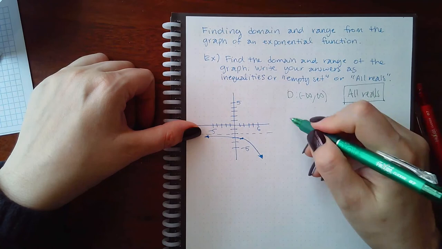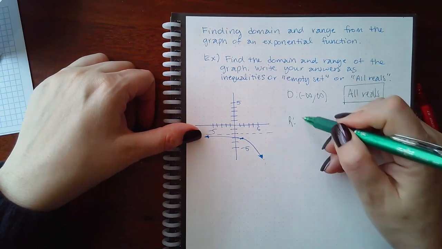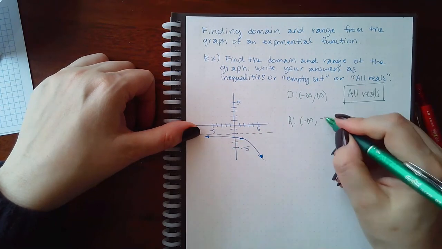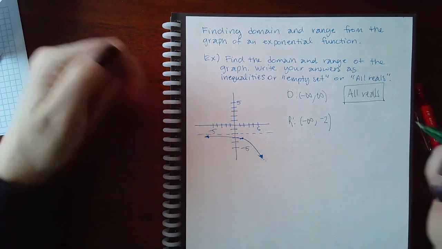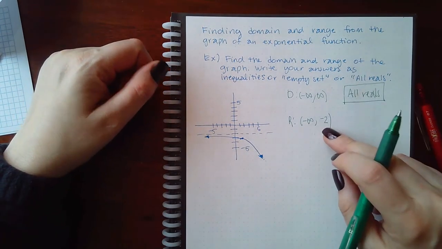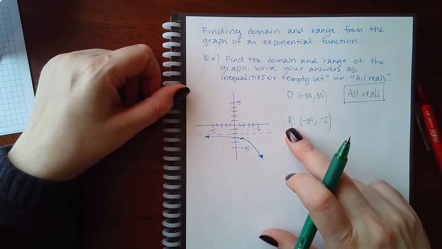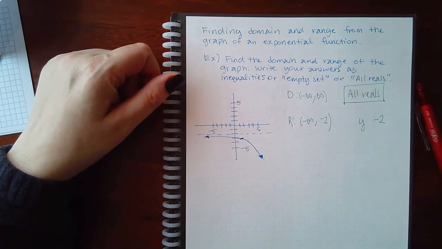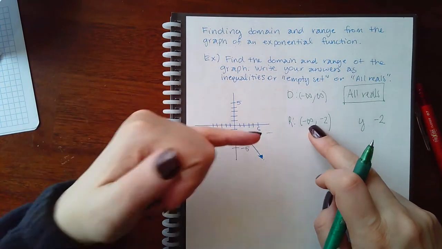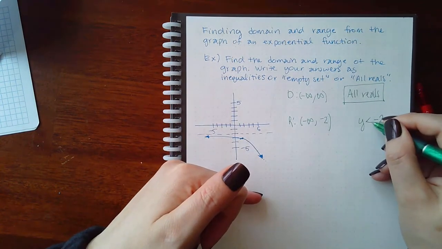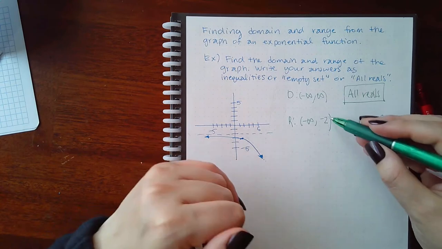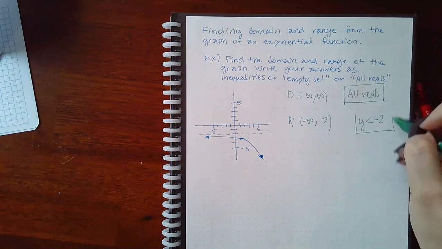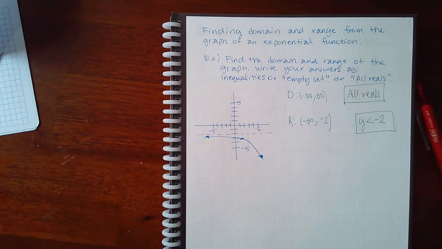for the domain. For the range, it goes down to negative infinity, but then the highest it goes is to this value here, which is negative 2, but it never touches that asymptote, so it's a parenthesis around that. How do you write this as an inequality? Well, first of all, we're talking about range, so it should be a y value. And we're talking about this negative 2. And since I'm talking about negative 2 and below, it should be less than negative 2. And since this is a parenthesis, do not put a bracket here. It should stay as a strict inequality.